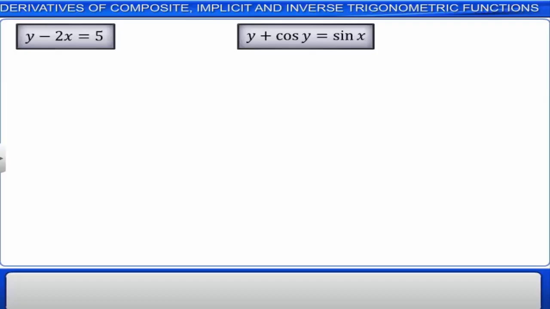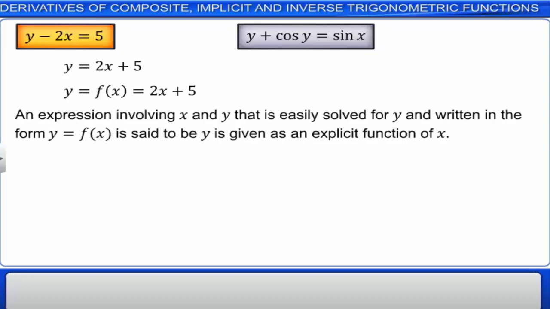Let's now learn to differentiate functions involving two variables. Consider the equations y - 2x = 5 and y + cos y = sin x. Let's analyze each equation. The first equation can be solved for y and rewritten as y = 2x + 5. Such an expression, which can be easily solved for y and written in the form y = f(x), is said to be an explicit function of x.